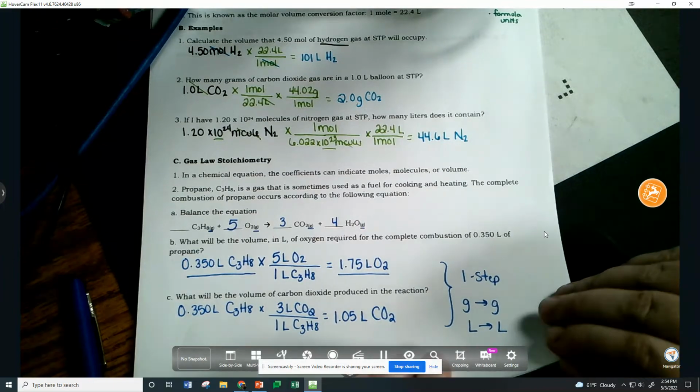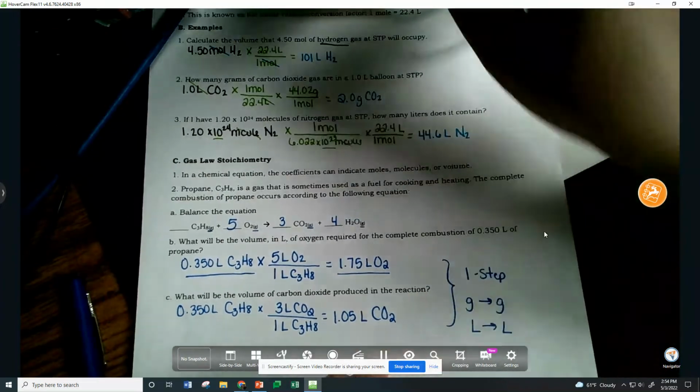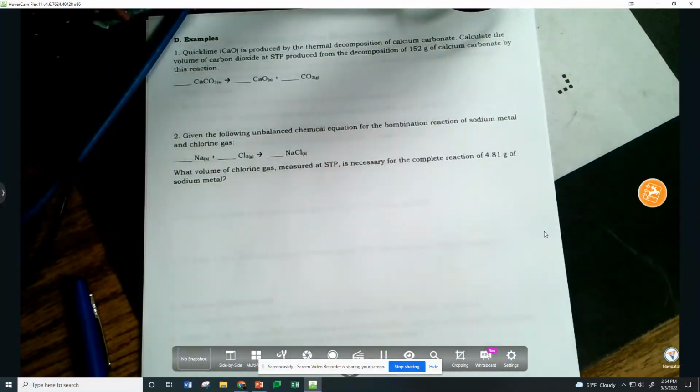Now there's two remaining examples that show some different options of how you can work with this conversion along with the conversion we did up above.